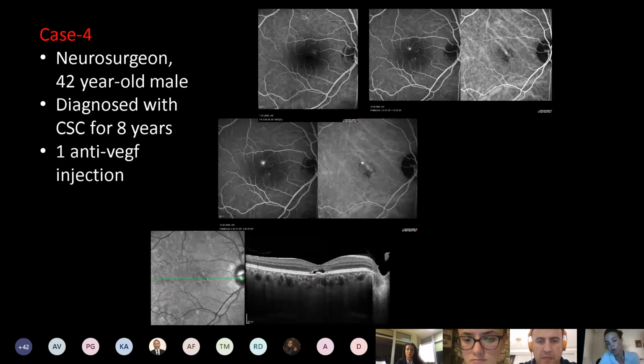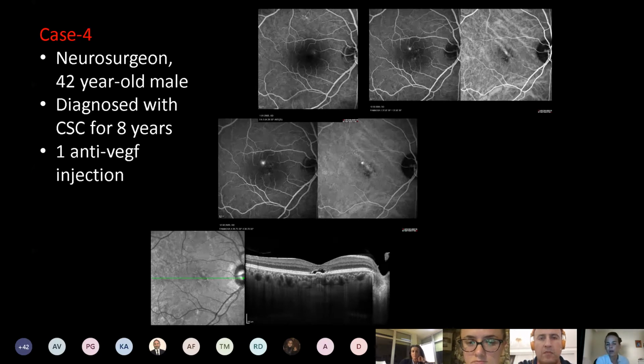The tricky one, the fourth case: he's a neurosurgeon, 42-year-old male, diagnosed with central serous for 8 years. I was the first doctor to diagnose him as central serous chorioretinopathy 8 years ago. And at that time, I didn't know the diagnosis of pachychoroid neovasculopathy because it was published in 2015.